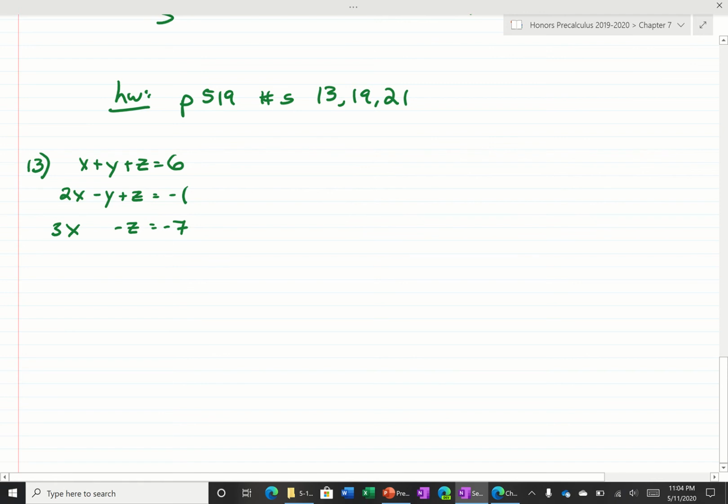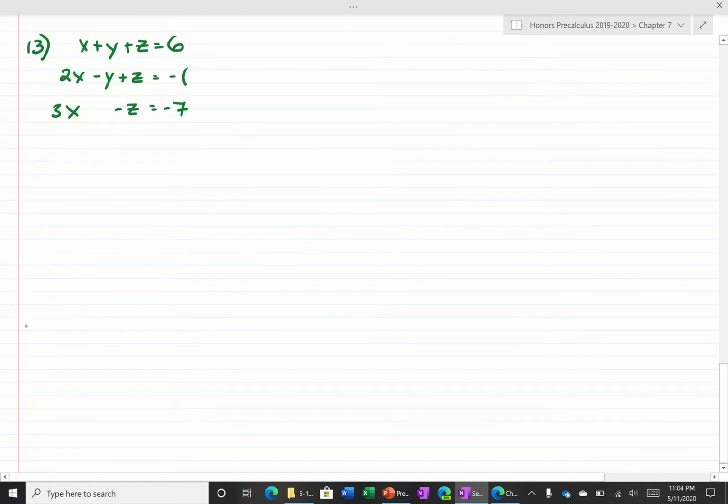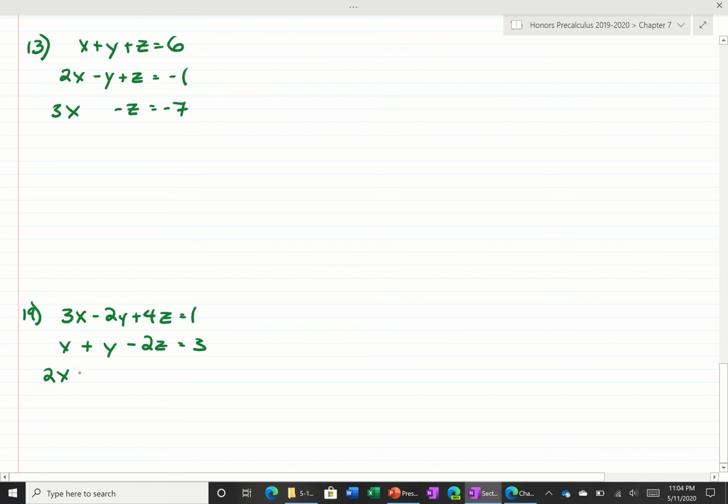Number 19 says 3x minus 2y plus 4z is equal to 1, x plus y minus 2z is equal to 3, and 2x minus 3y plus 6z is equal to 8.